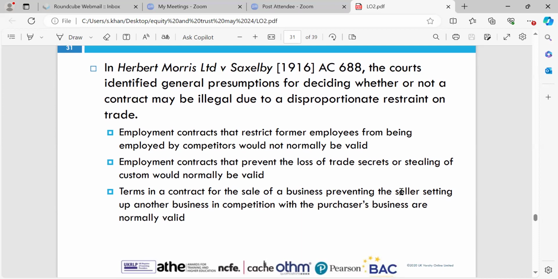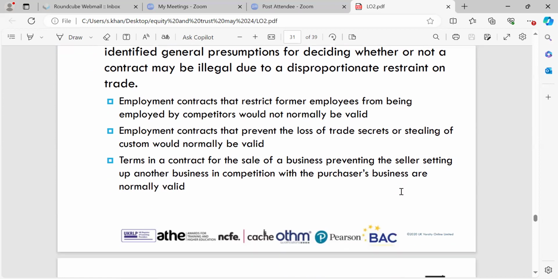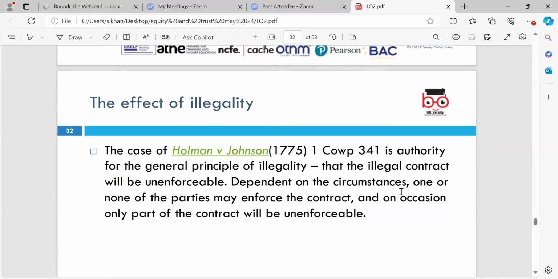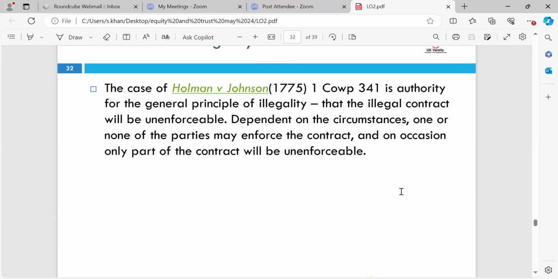Employment contracts that prevent the loss of trade secrets or stealing of custom would normally be valid, and terms in a contract for the sale of a business preventing the seller setting up another business in competition with the purchaser's business are normally valid. The effect of illegality. The case of Holman and Johnson is an authority for the general principle of illegality, that an illegal contract will be unenforceable, dependent on the circumstances.